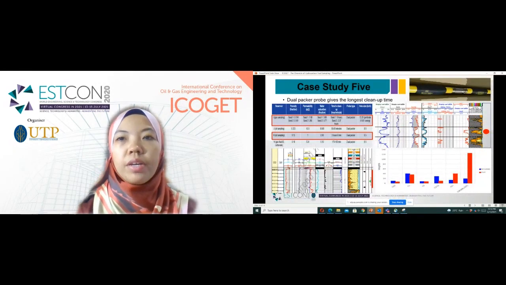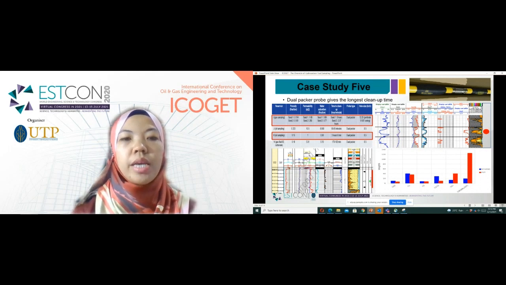Case study number 5 sees the application of the dual packer sampling tool, where the tool itself has a 1 meter spacer which separates packer number 1 and packer number 2, as shown in the photo above here. Overall, this dual packer configuration gives the longest time for cleanup. For example, in a cased and perforated condition, it takes about 5 hours of cleanup time, whereas in the open hole section, on average, it takes about 3 hours of cleanup time along the low porosity and low permeability interval, as shown in the log below here.